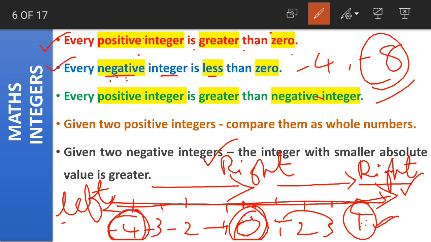Any number on the right is greater than any number on the left. On the number line, specifically I am telling you, please place the numbers on the number line and then compare. Don't simply compare the right and left numbers given in the question. Place those on a number line and then compare which falls on the right and which falls to the left. The number on the right is greater and the number on the left side is less than the number on the right side. Every positive integer is greater than a negative integer.